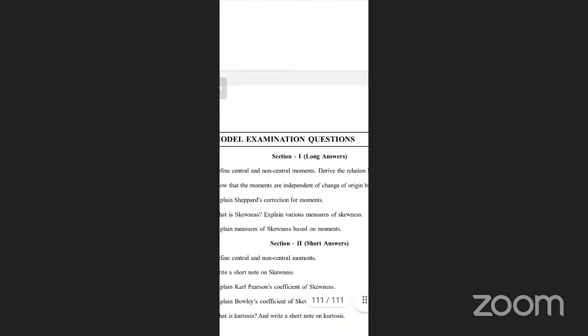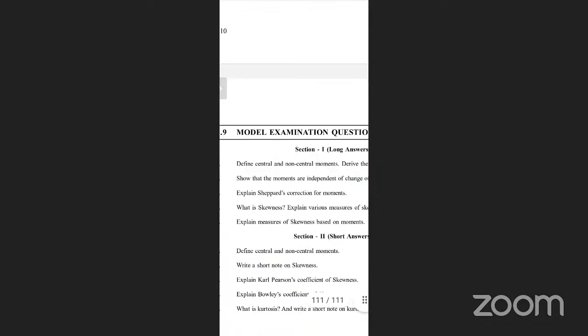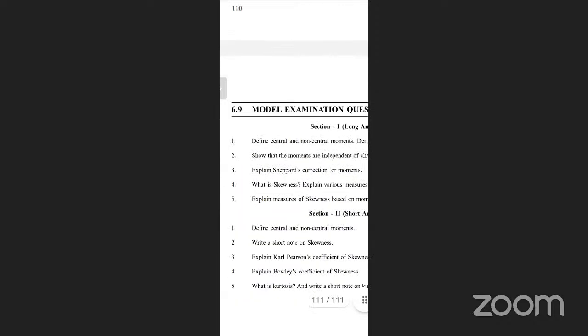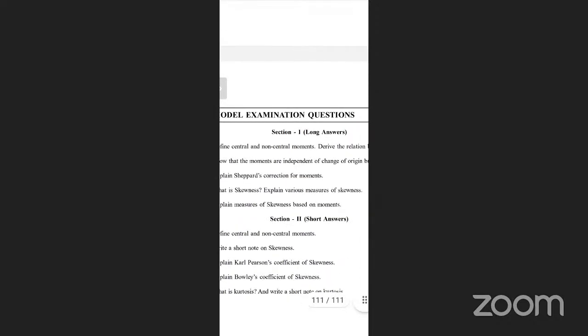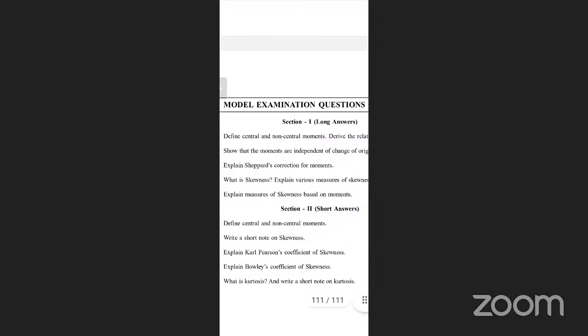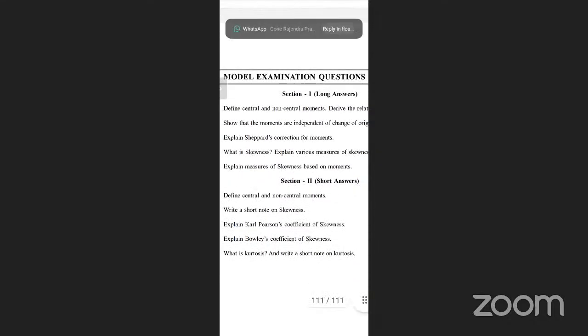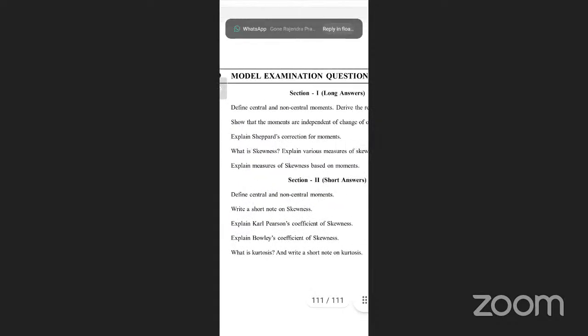Model examination questions. Define central and non-central moments. Derive the relation between them. Show that the moments are independent of change of origin but not of scale. Explain Sheppard's corrections for moments. What is skewness? Explain various measures of skewness. Explain measures of skewness based upon moments.